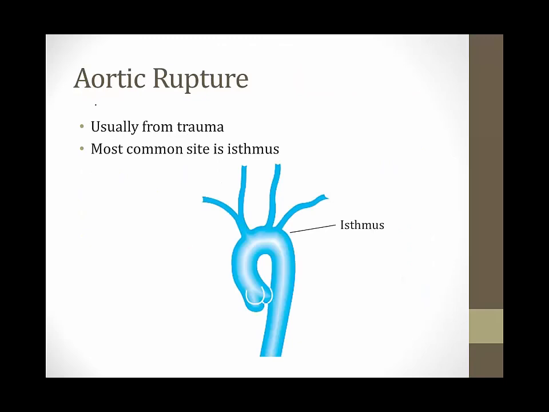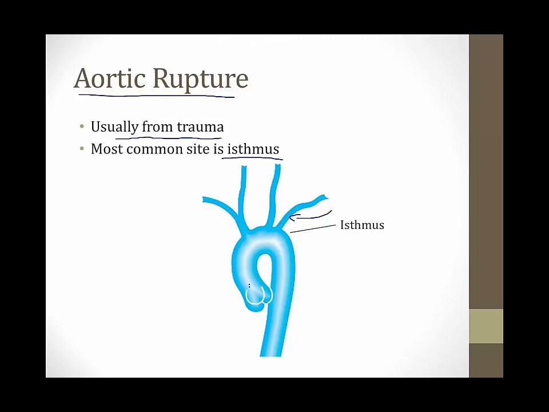The last topic I'll mention in this module is rupture of the aorta. This is a tear through all 3 layers of the aorta. This usually occurs secondary to trauma, and you should know that the most common site is the isthmus. The isthmus is the portion of the aorta just after the takeoff of the left subclavian artery. This tends to be a relatively weak portion of the aorta.